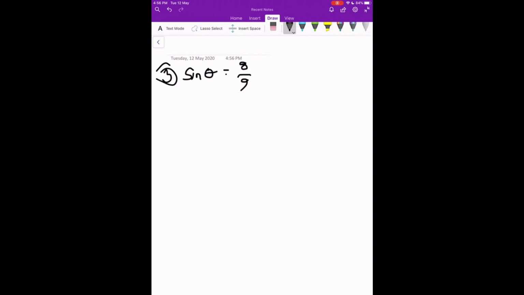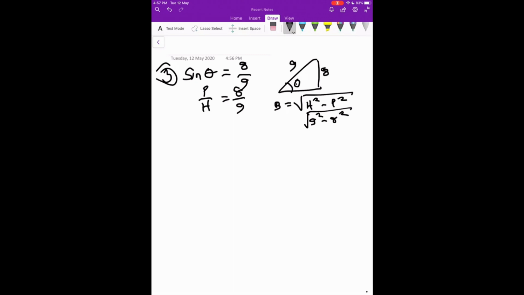Alright, now since sine theta is 8 by 9, and sine is perpendicular by hypotenuse, it is 8 by 9. So if I make a diagram, in this diagram, if this is theta, perpendicular is 8, so opposite to the given angle is perpendicular, and hypotenuse is 9. So perpendicular by hypotenuse is 8 by 9. Now you can see base is missing. So if I want to find base directly, using the formula of base is equal to the root of hypotenuse square minus perpendicular square. So this is 9 square minus 8 square under the root. So 9 square is 81 minus 64.